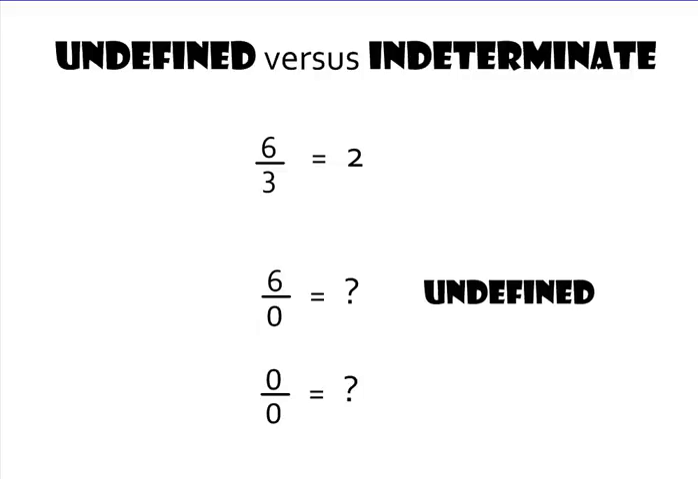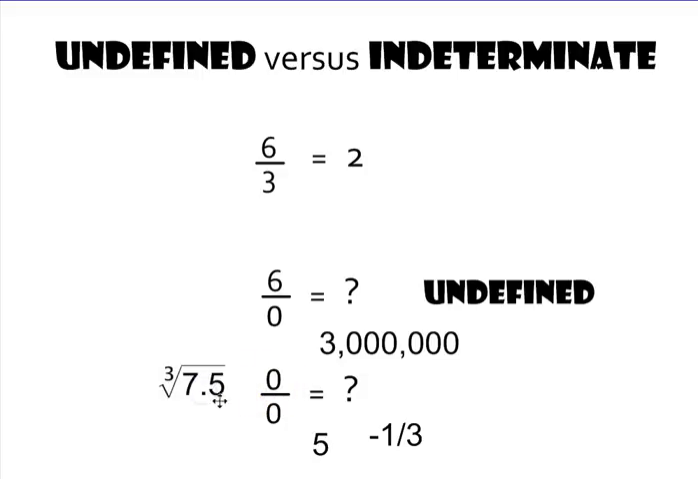Well, what about 0 divided by 0? What could I multiply by 0 to actually get 0? Is that undefined? Well, when I think about it, I could actually put 5 in there. If I went 0 times 5, I'd get 0. So that works. I could put in negative 1/3. 0 times negative 1/3 gives me 0. I could put in 3 million. 3 million times 0 gives me 0. I could even put in something as crazy as the cube root of 7.5. 0 times the cube root of 7.5 is 0.